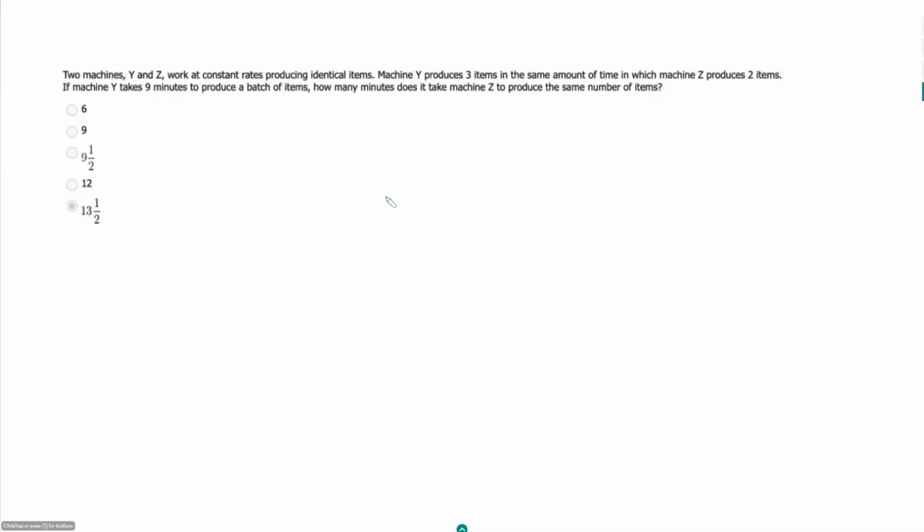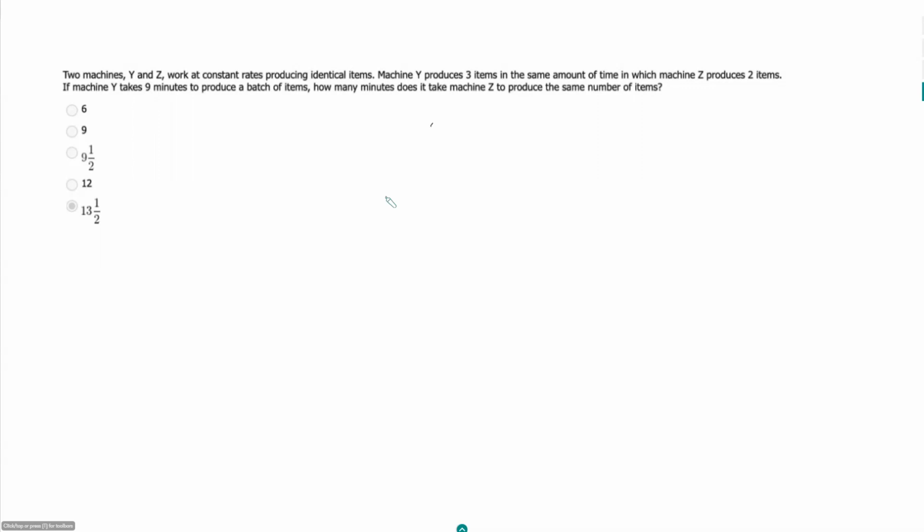Two machines Y and Z work at constant rates producing identical items. Machine Y produces 3 items in the same amount of time in which machine Z produces 2 items. So machine Y should be faster. If machine Y takes 9 minutes to produce a batch of items, how many minutes does it take machine Z to produce the same number of items?